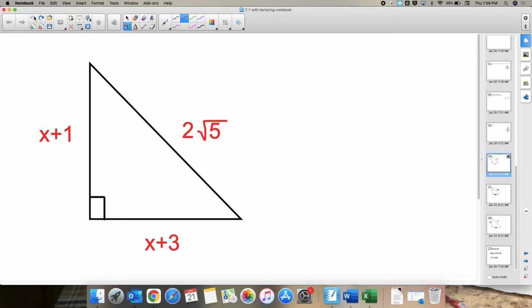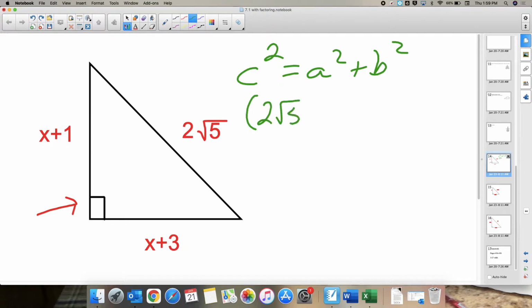Right? So we learned in 7.1 that when we have our right angle, the Pythagorean theorem is going to work. Meaning c squared is going to equal a squared plus b squared. That's how we do the Pythagorean theorem. My c is the side that is opposite my 90 degrees, so in this case, it is 2 square roots of 5. A is x plus 1, or you could have done it as x plus 3, but we'll do it as x plus 1. Right? And b is my x plus 3.